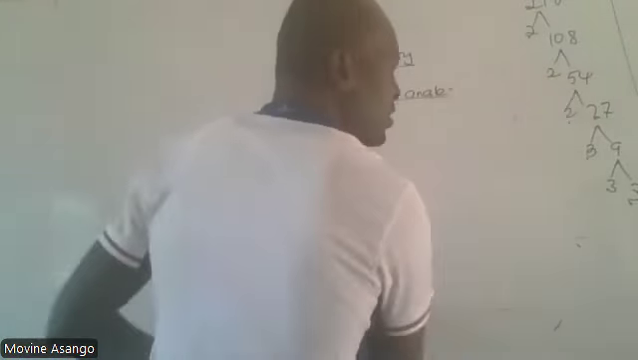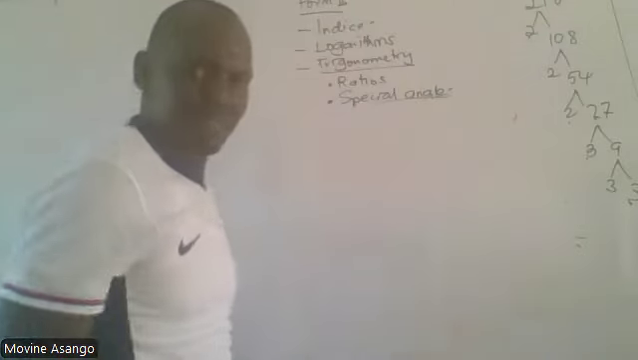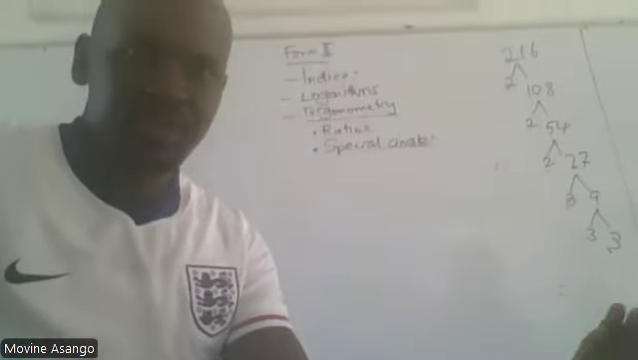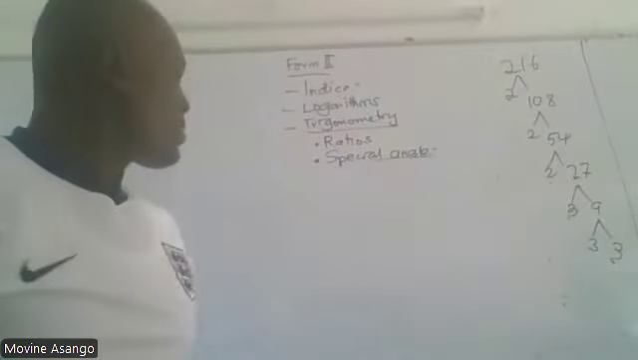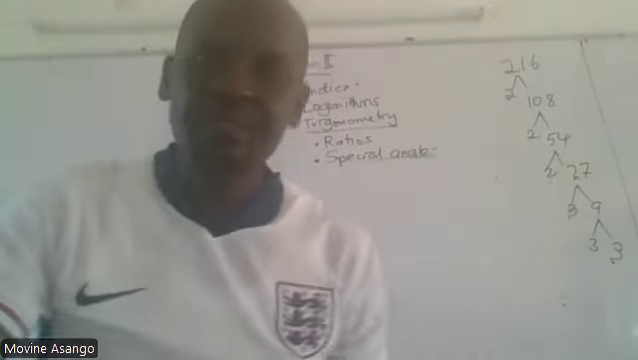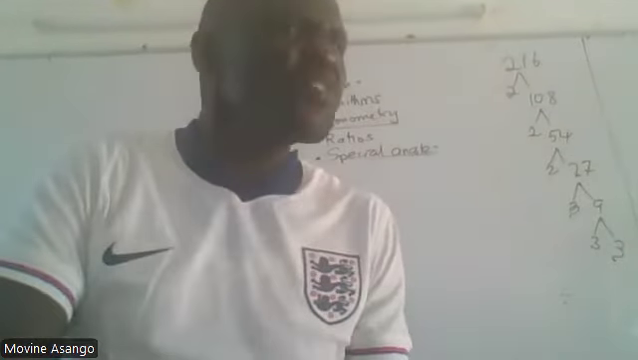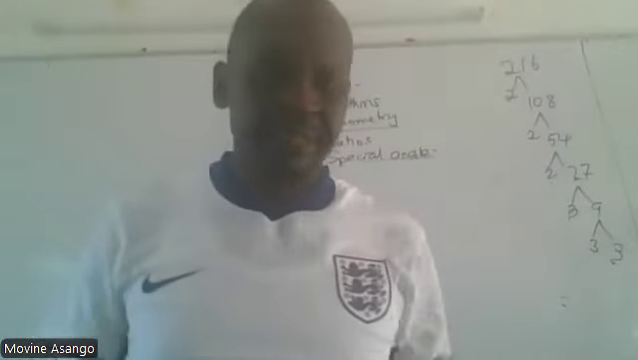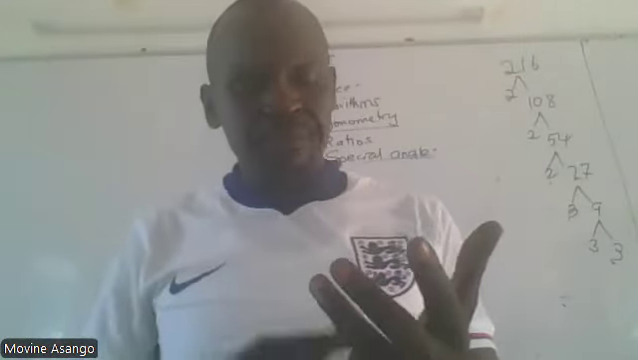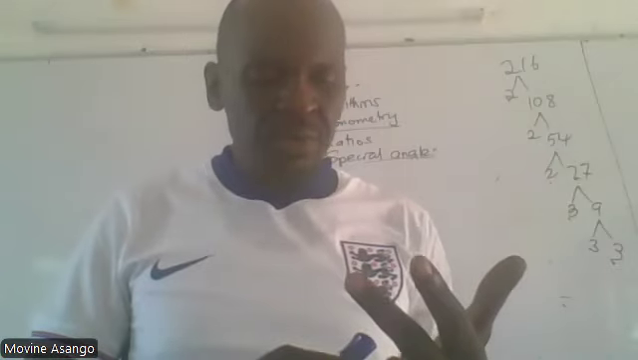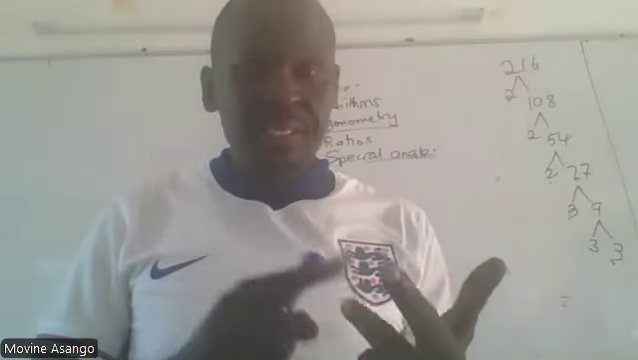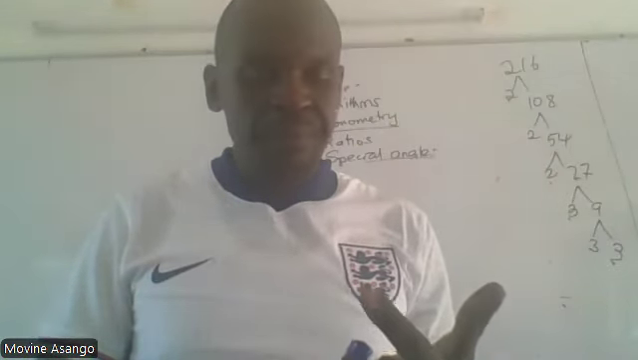So, special angles. The special angles here are 30, 45, 60, and you must know what sine 30 is. These ones you must know offhand as a candidate. Sine 30 is a half. Cos 30 is square root of 3 over 2. Tan 30 is square root of 3 over 3.